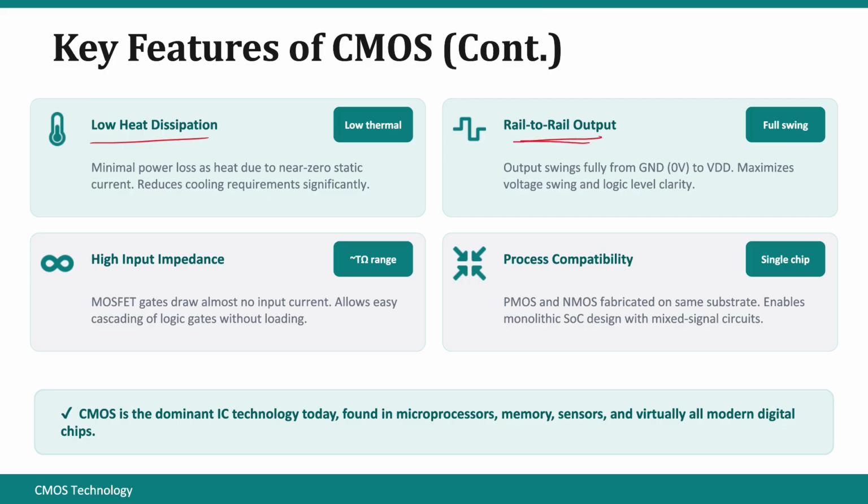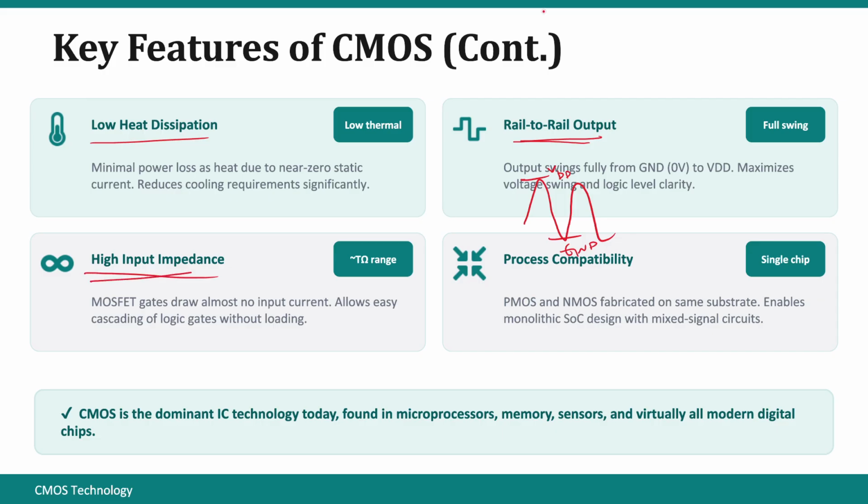Okay, rail to rail output. Output swings between ground and VDD can be maximized. It means the logic 1 and the logic 0 will be strong ones. We get the output as very strong without any deviations. So high input impedance.